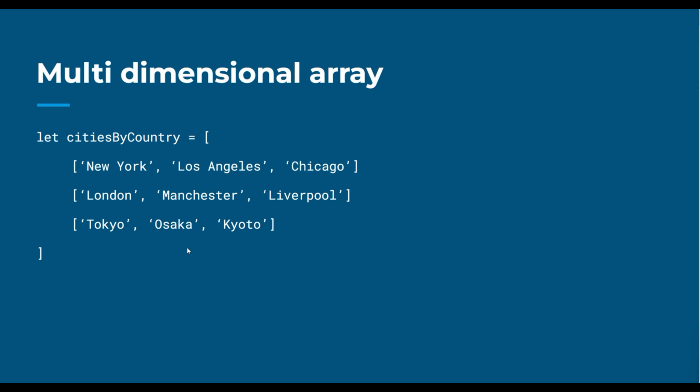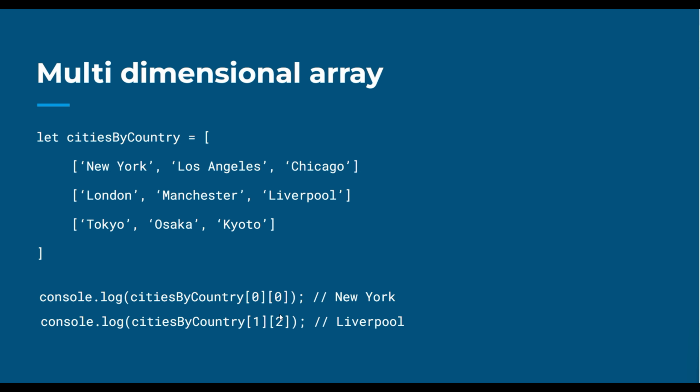Remember, JavaScript arrays are zero-indexed, which means the first element is at index 0. To get the city New York, we use citiesByCountry[0] to access the first subarray and [0] again to access the first element in the first subarray. Likewise, to get Liverpool, we use citiesByCountry[1] to access the second subarray and [2] to access the third element in the second subarray.